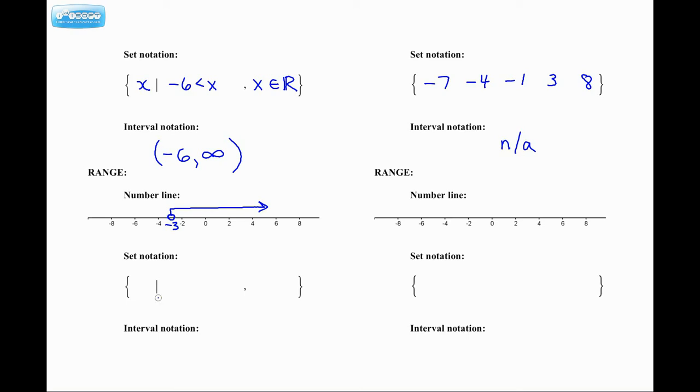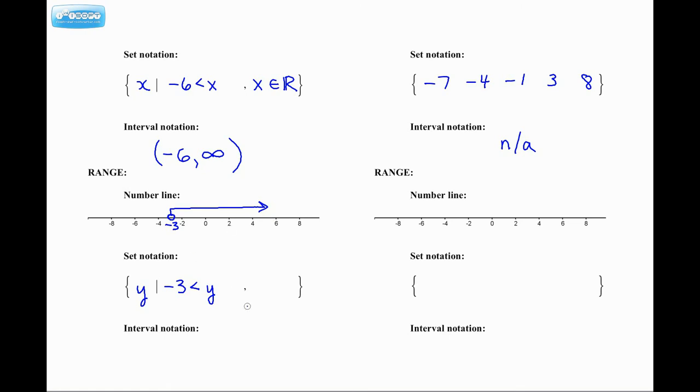Okay, so let's translate this now into set notation. So the range of this relation is the set or the collection of all y values such that I'm always larger than -3. Or I could also say -3 is always smaller. Okay. Again, the -3 is not included, so I should not put a line under here. There is no right bound, so I don't need to put a number here.